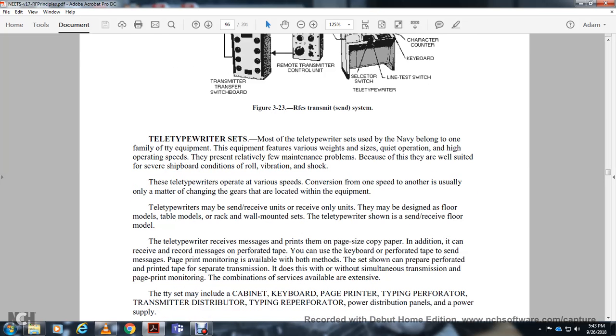Now, your teletypewriter sets. Most teletypewriter sets you will use in the Navy belong to one family of teletypewriter equipment. The equipment varies in features, such as weight, quiet operation and height of operation speeds. Maintenance problems are relatively few because they are well suited to serve on shipboard, under conditions of roll and vibration. The teletypewriters operate at various speeds, and conversion from one speed to another is usually a matter of changing gears located within the equipment.